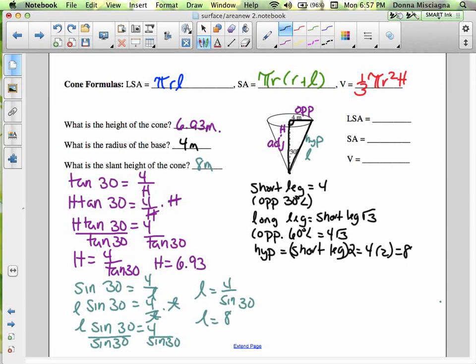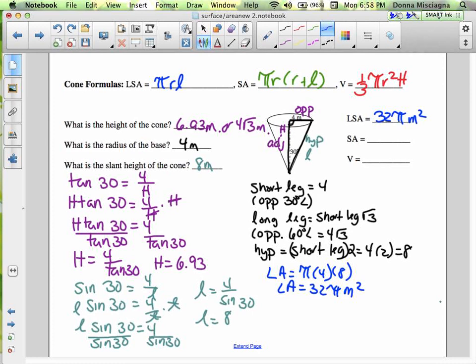So let's use the exact answer here for the height: 4 square roots of 3 meters. Right? And so now let's find the 3 measurements: the lateral area, the surface area, and the volume. So the lateral area, I'll put LA for lateral area, is going to be pi times the radius, which is 4, times the slant height, which is 8. So that's pretty easy to calculate out. The lateral area is just 32 pi meters squared.